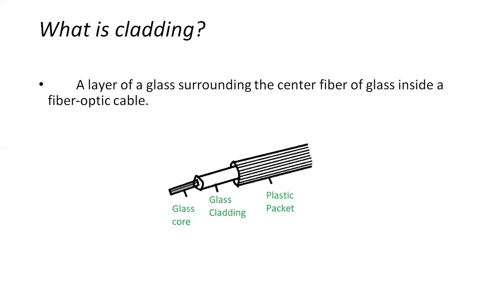What is cladding? A non-transparent layer of plastic or glass material inside fiber optic cable that surrounds the inner core of glass or plastic fibers. Cladding provides rigidity, strength, and manageable outer diameter for fiber optic cables. It comes under the category of computer networking.